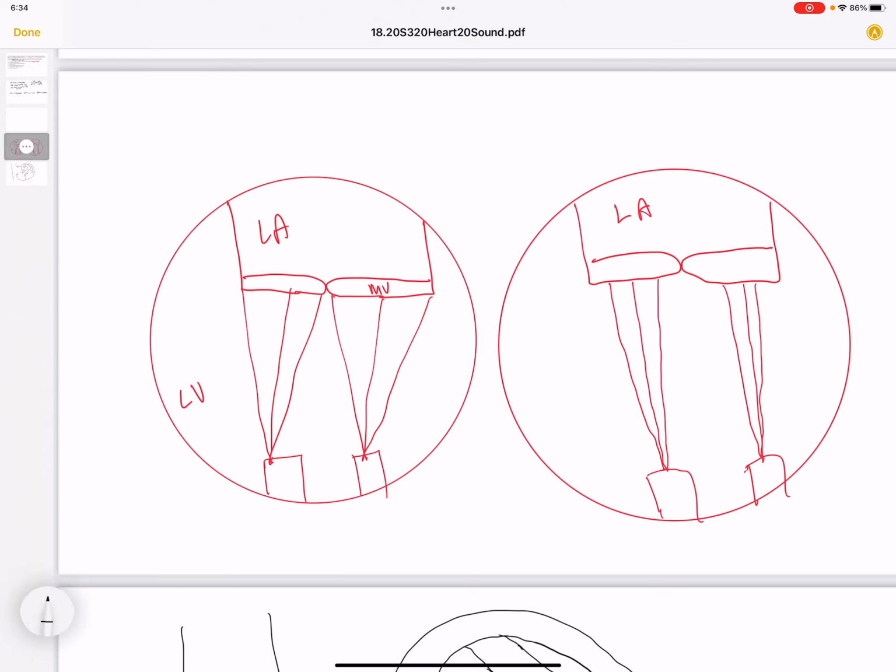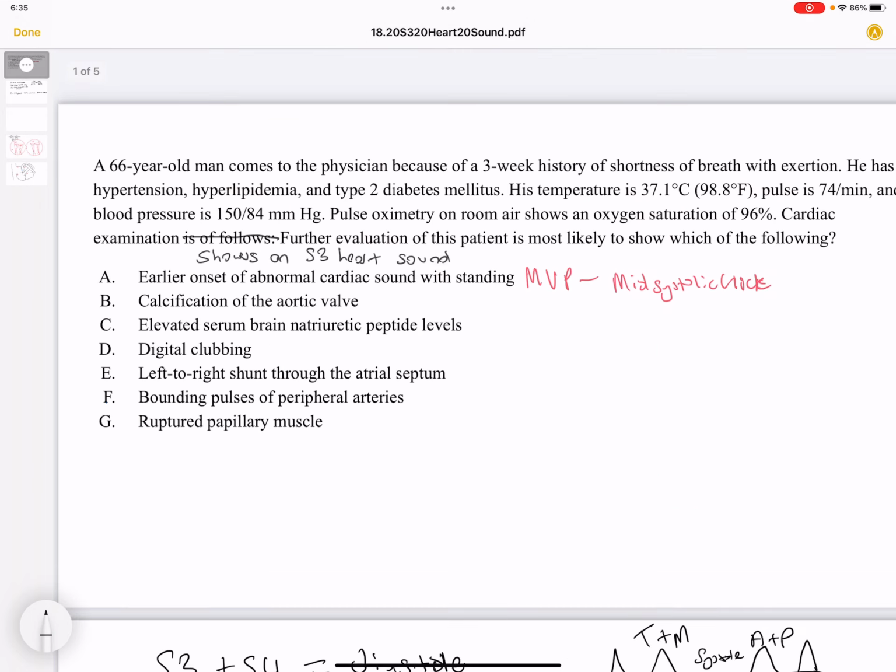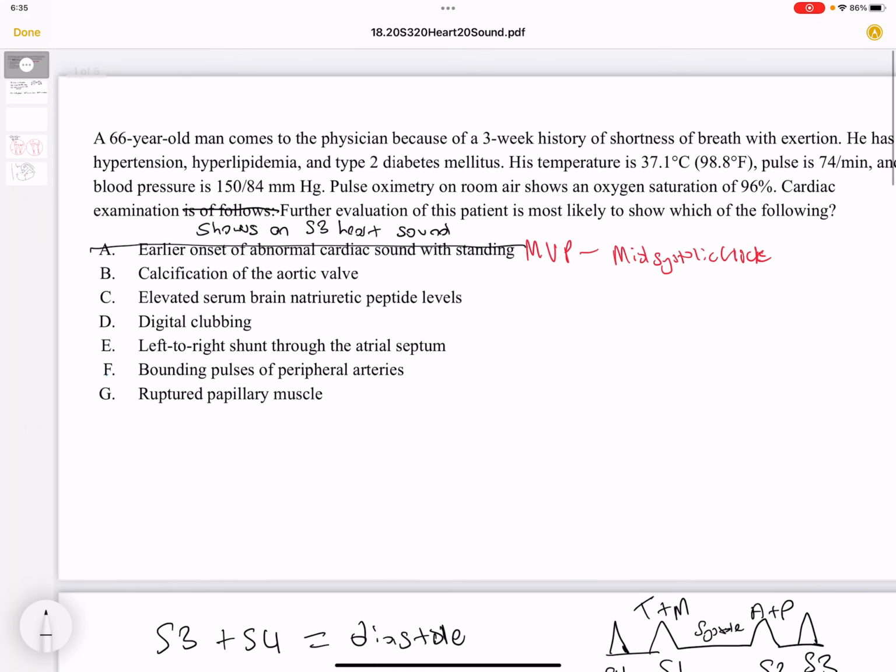Here we have an S1 heart sound, an S2 heart sound. Let's say the mid-systolic click usually occurs here in the person. If they were to stand up, that mid-systolic click would occur earlier, closer to S1. So this is when standing up. So it's not going to be answer choice A.